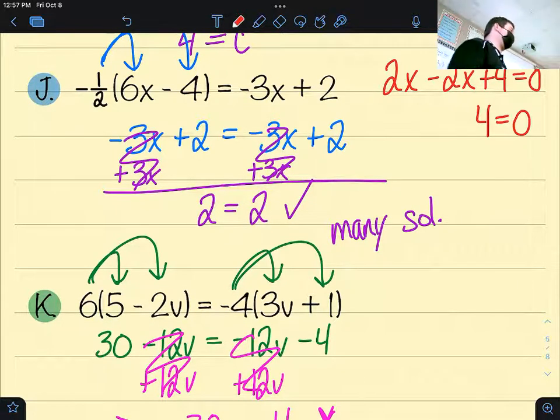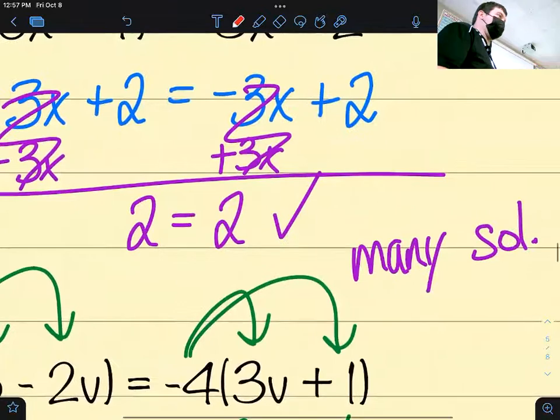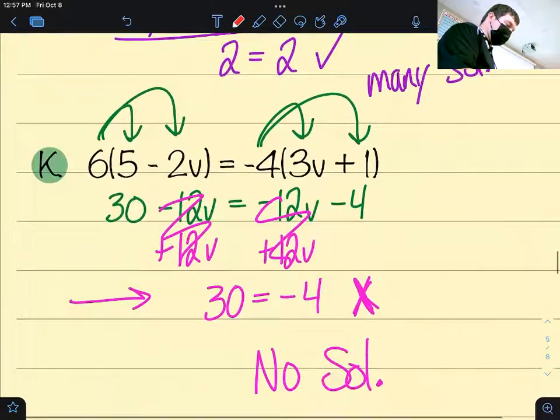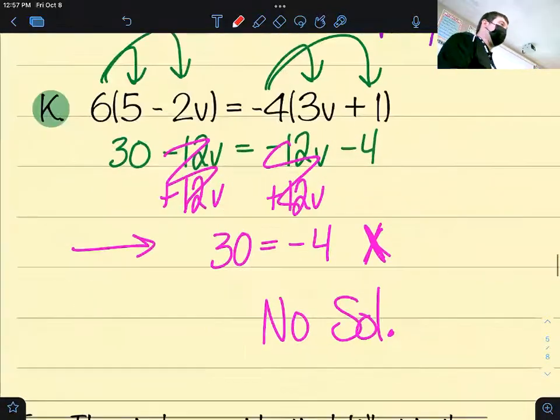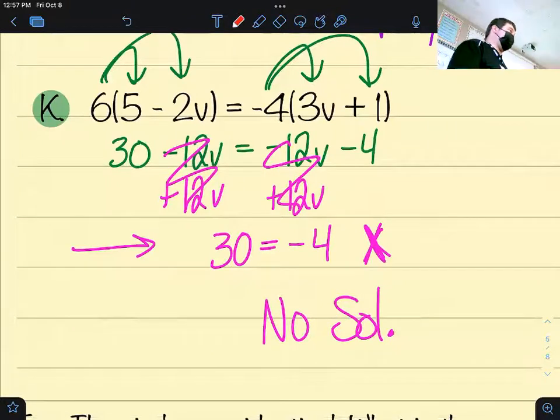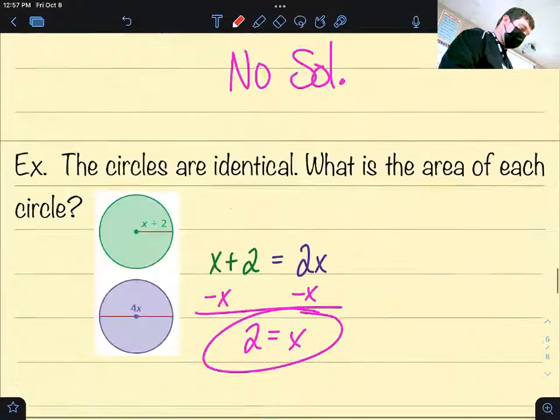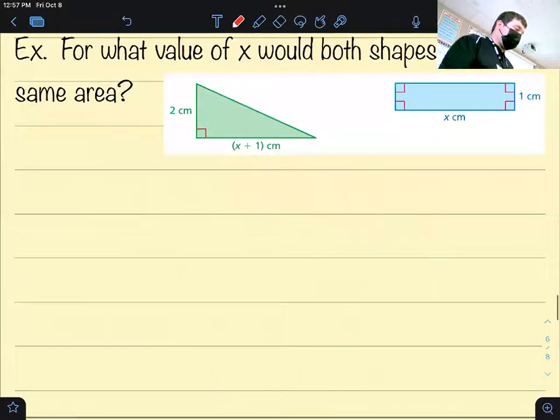Anytime you have more than one variable term, there's a chance it can cancel. If it cancels out and you're left with a statement that's true, you write infinitely many solutions. If you're left with a statement that's false, you write no solution. If you're left with the variable term not canceling out, then you can solve it just like a regular equation. Let's move on to this next example.